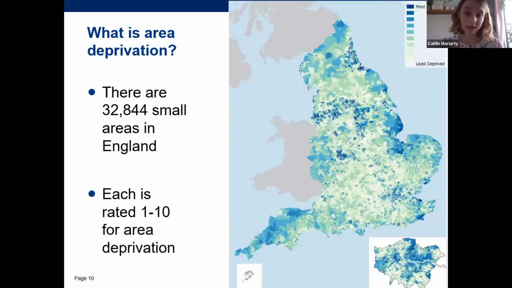So overall in England alone, there are 32,844 small areas, which are placed into these ranks from 1 to 10, depending on their level of deprivation. And as you can see from this map, it provides a bit more of a visual example of this. The darker blue areas are the lower deciles and therefore the most deprived areas, whereas the lighter white and green areas shown on the map are the least deprived areas.